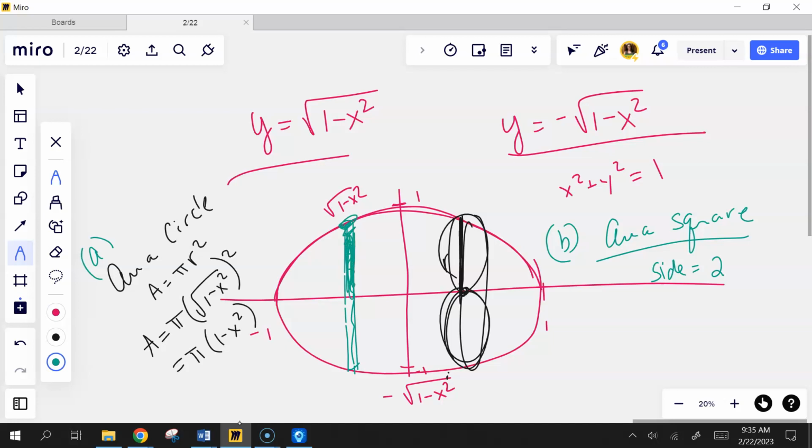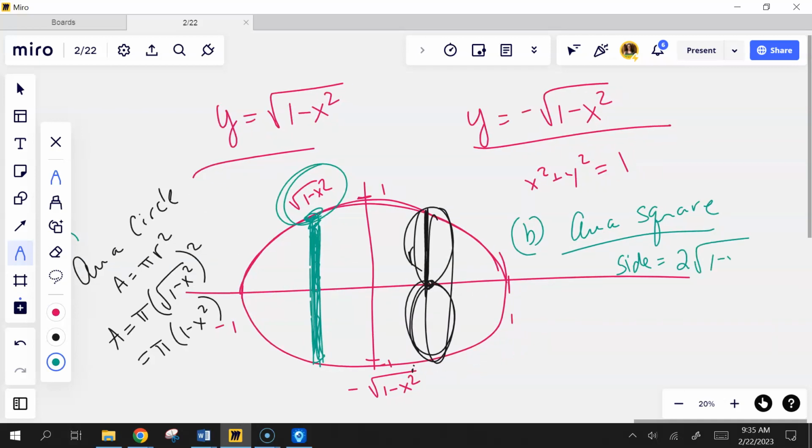And because I'm talking about a side length, I don't want to incorporate a negative in there because the side of a square is never going to be negative. So I'm just going to say that it's 2 of these. It's 2 square root of 1 minus x squared. I don't want to multiply them together because I'm adding them. It's 2 of those put together. Does that make sense? So the area of this, it'd be that square, which would be 4 times 1 minus x squared.